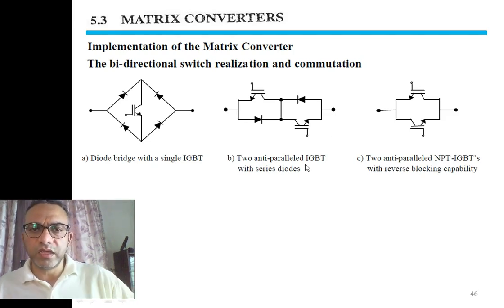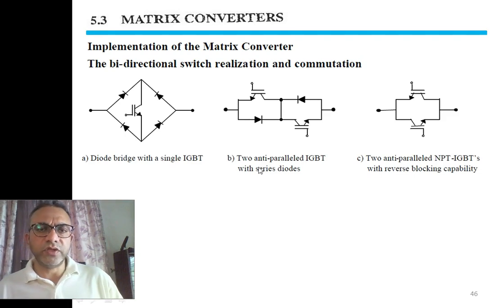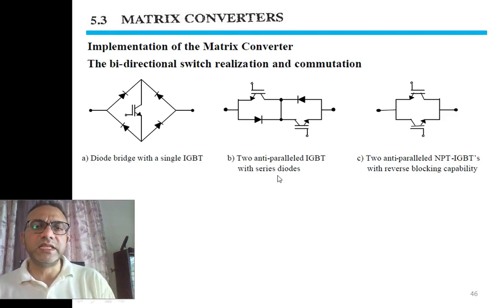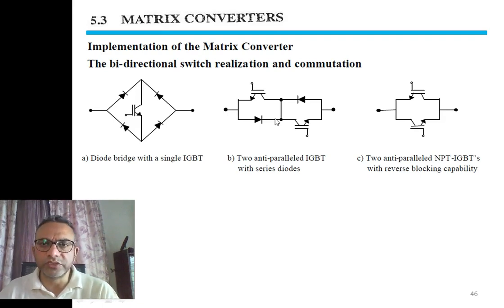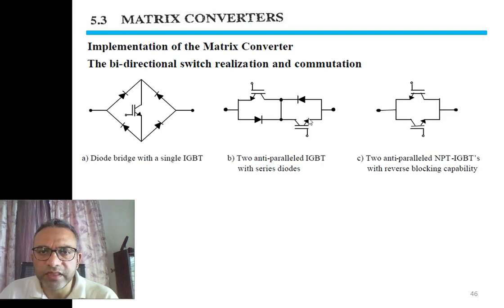Then the second option is that we use 2 anti-parallel IGBTs with series diodes. So we are using 2 anti-parallel IGBTs and 2 anti-parallel diodes. In this we can allow current to flow in both directions. So when we want to allow current to flow from this side to this side, we will simply turn on this phase or this leg, and when we want current to flow in the opposite direction, we will turn on the second phase.